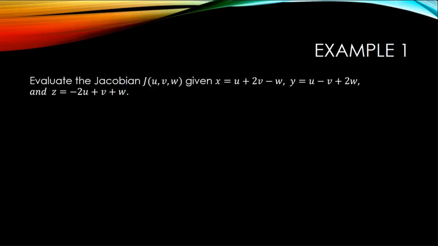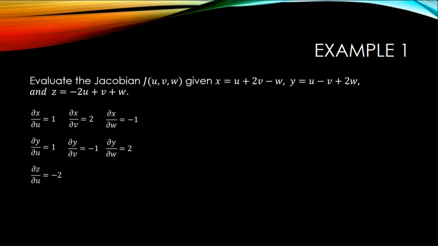I want to evaluate the Jacobian J of u, v, w if I'm given x is equal to u plus 2v minus w, y is equal to u minus v plus 2w, and z is equal to minus 2u plus v plus w. My partial of x with respect to u is 1. The partial of x with respect to v is 2. The partial of x with respect to w is negative 1. The partial of y with respect to u is 1. The partial of y with respect to v is negative 1. The partial of y with respect to w is 2. The partial of z with respect to u is negative 2. The partial of z with respect to v is 1. And the partial of z with respect to w is 1.